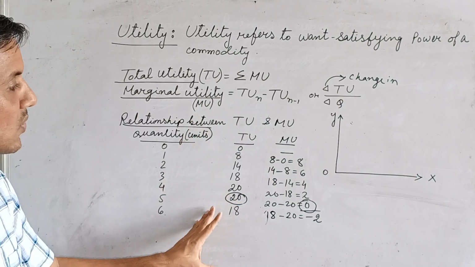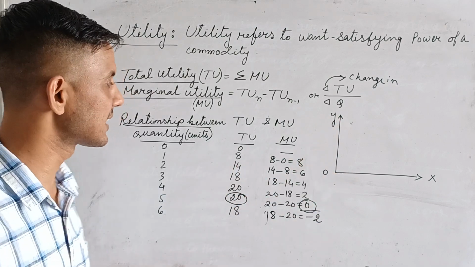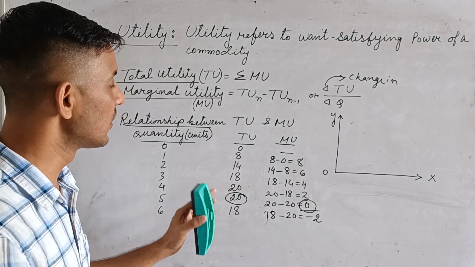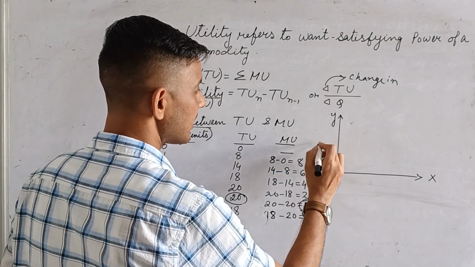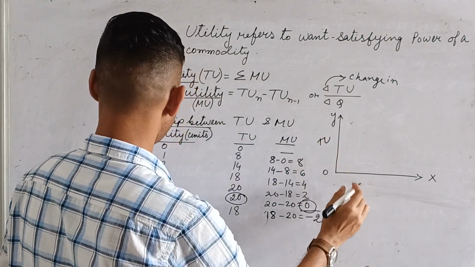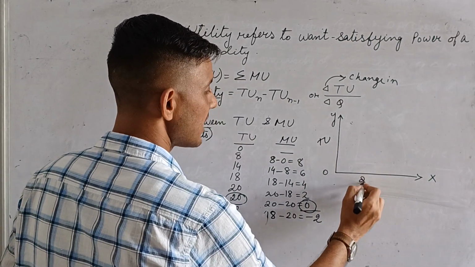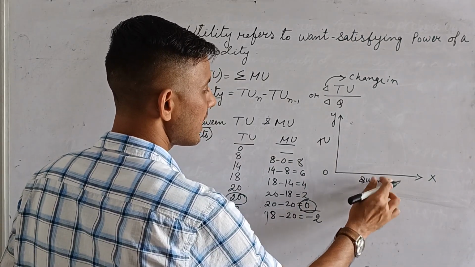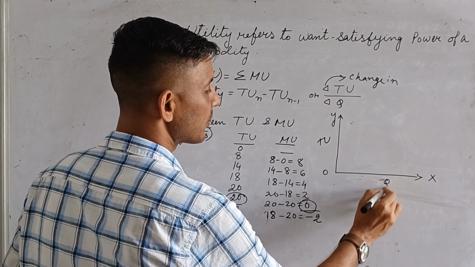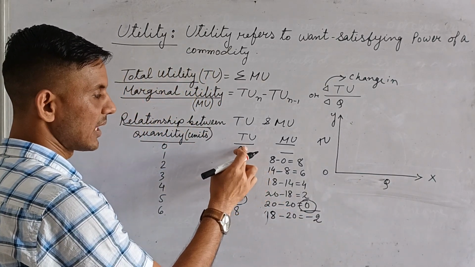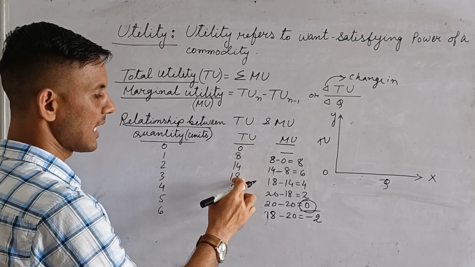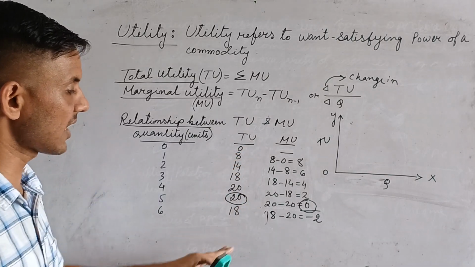So now we can show these data in a diagram. For example, I will show you the total utility curve. Suppose OY denotes the TU, and here OX denotes the quantity. Quantity, directly you can write Q. Now you see what you have seen. Total utility 0, 8, 14 like this, and finally starts to fall.